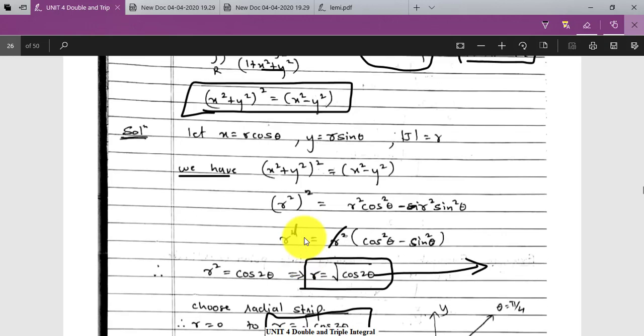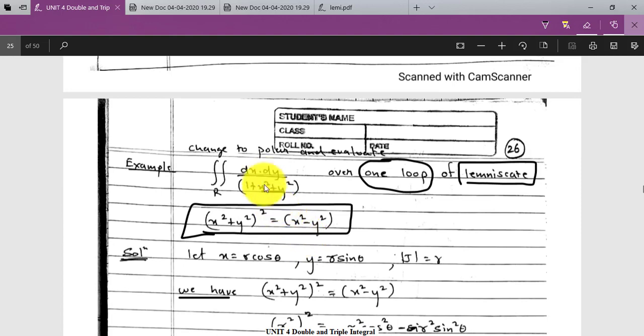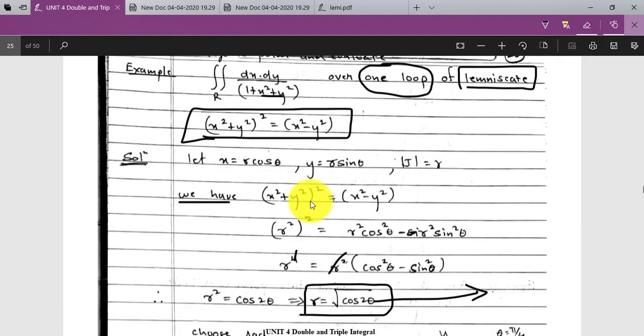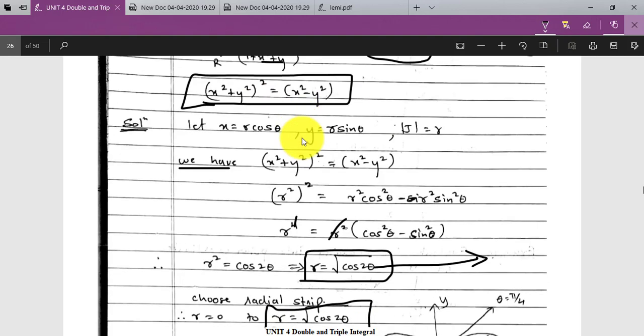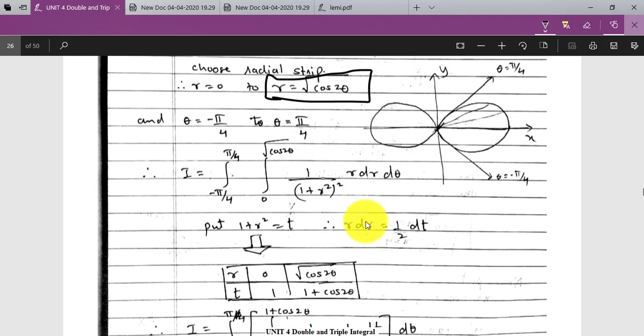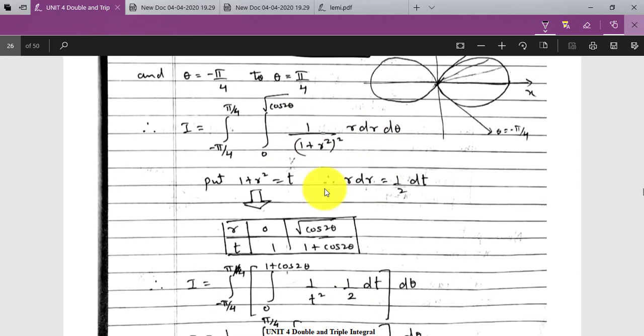So 1 divided by, so it is this equation x square plus y square is r square, and here the equation should be square, please make the correction. Okay, and then this is 1 plus r square square r dr d theta. So what I do is I make a certain substitution over here. I will take 1 plus r square is equal to t, therefore r dr is equal to 1 by 2 dt.